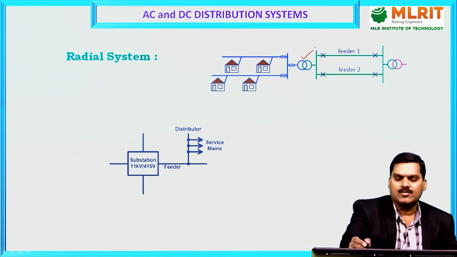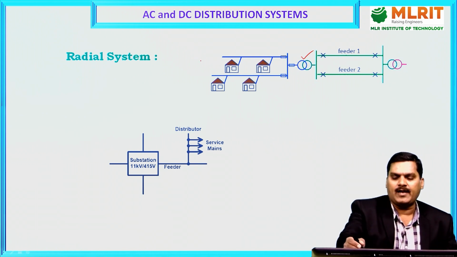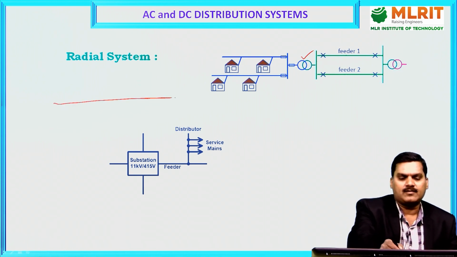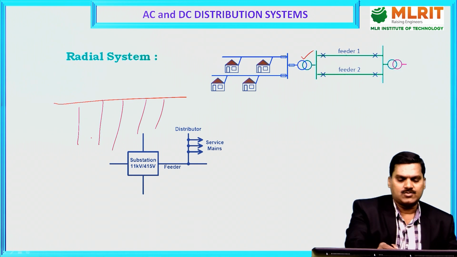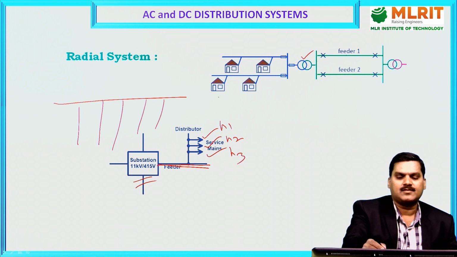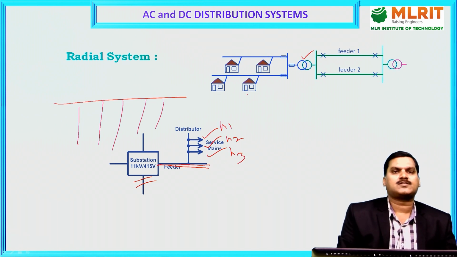From here, one line is going to one lane and one more line is going to one more lane. From this, only one line will give connections radially to all the consumers. From the substation, the feeder has come, and from this distribution, service mains, house 1, house 2, house 3, like this, different houses we will give connection radially. There is no closed path in this system.